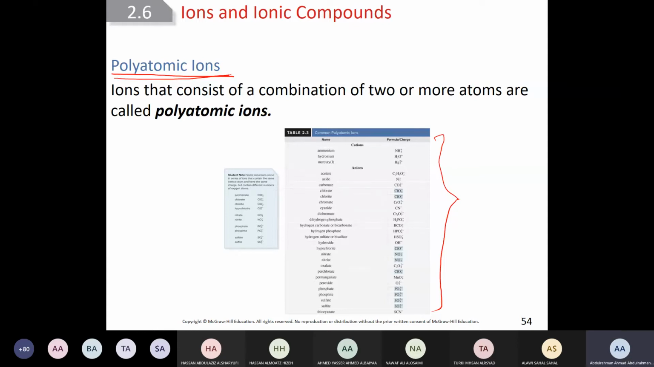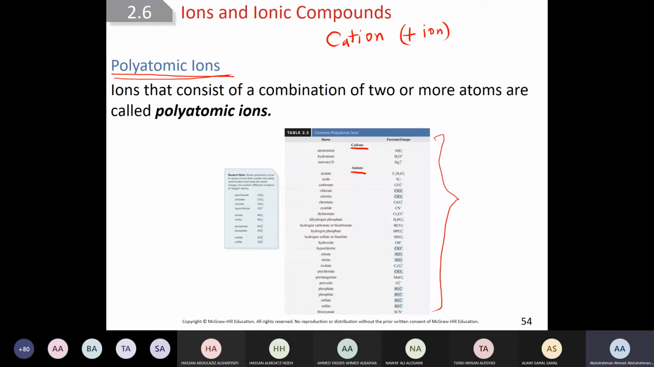Is this clear? Clear, doctor. What is this? This is called polyatomic ions. These ions are ions of polyatoms. It's not one atom, but polyatoms. They are cations and anions. What's the meaning of cation? Positive ions. Okay.